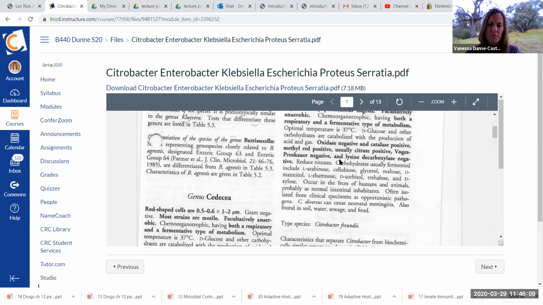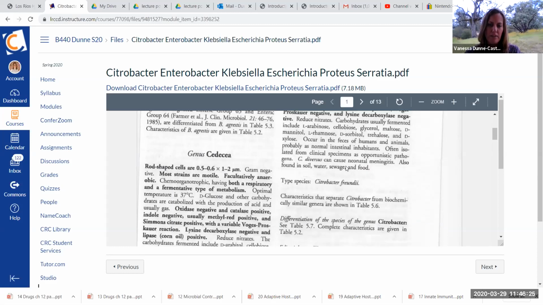So there's a whole bunch of information right here for you. Reduces nitrates, again, more information. So you can get a lot of stuff directly out of here. But anything that says usually, just put it in the back of your mind, don't write that down. Once you get any information that you can out of this introduction, then you go and find the species information at the table that's listed here.